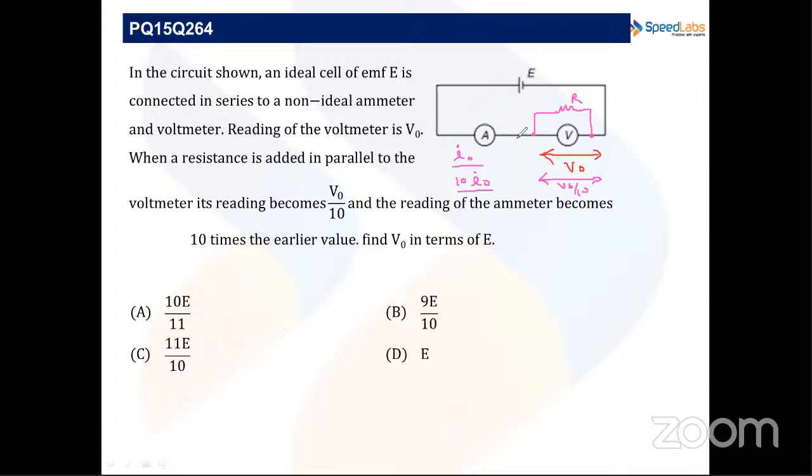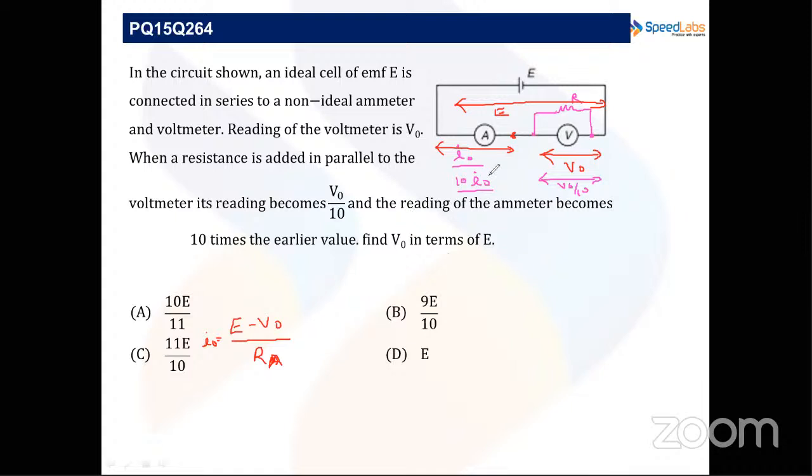So if I say, what was the potential difference across the ammeter? The battery is providing a total EMF of E. Out of this, V0 has gone across the voltmeter. Then the potential difference across the ammeter will be E minus V0. So if we find the current I0, that is the potential difference across it divided by the resistance of the ammeter, which I am calling RA. RA is the resistance of the ammeter. Okay.